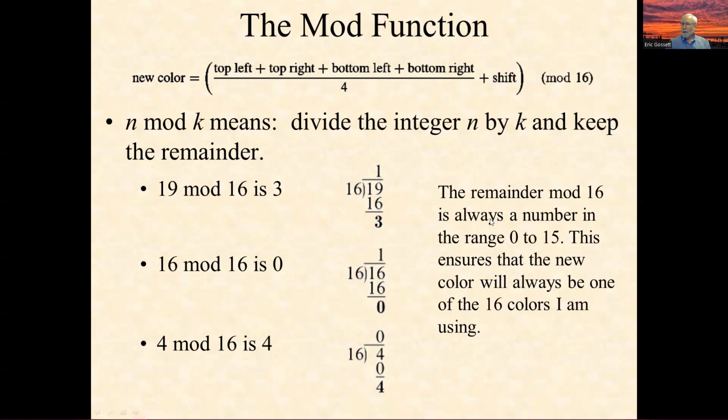The remainder mod 16 is there to guarantee that the answer is always a number between and including 0 to 15. This ensures that the new color will always be one of the 16 colors that I have chosen to use.